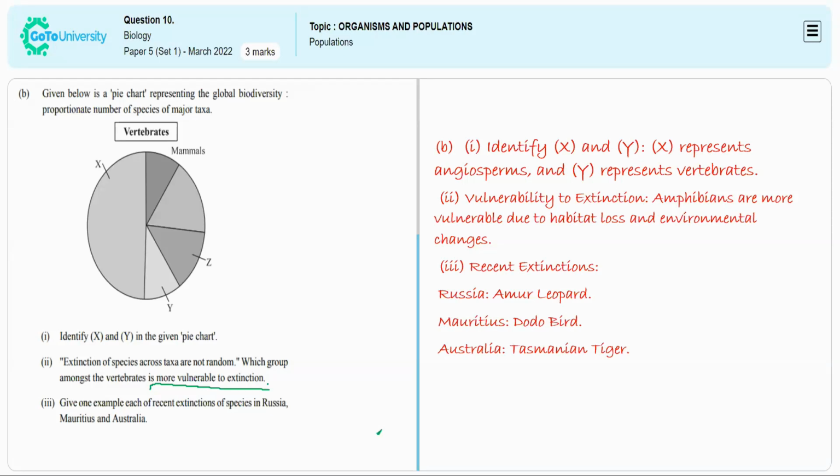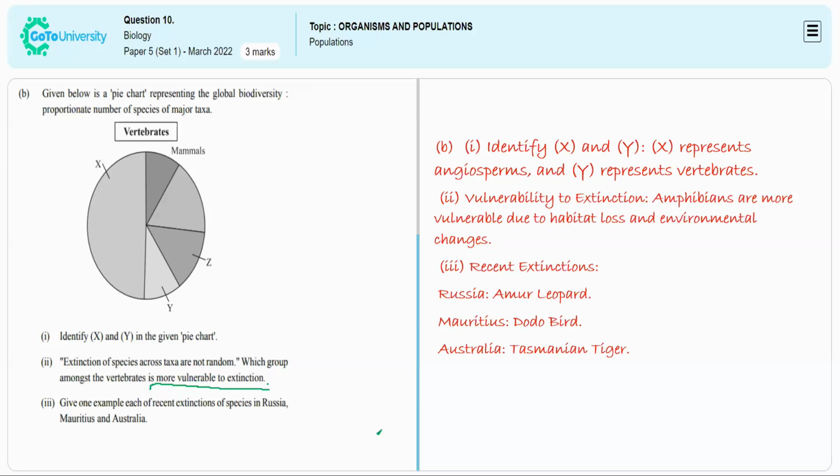So this is the way you represent sub-question 2 of the main question 5, right? Now, in this question, identify X and Y. Of course, X denotes angiosperm and Y denotes vertebrates. Angiosperm shows maximum biodiversity of all the species in the world. If we keep only land in our mind, that is the thing I have written on the board. So, 2, vulnerable to extinction.